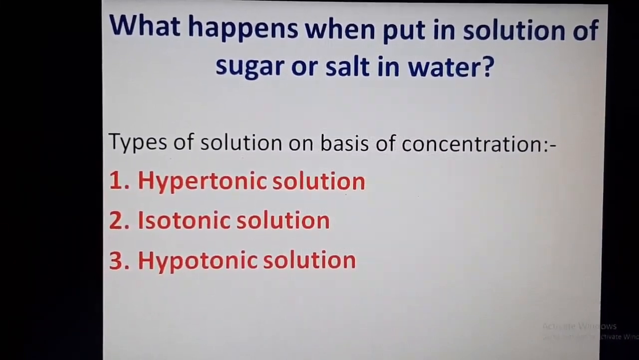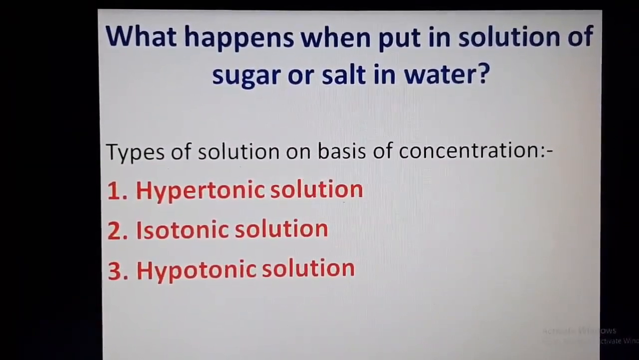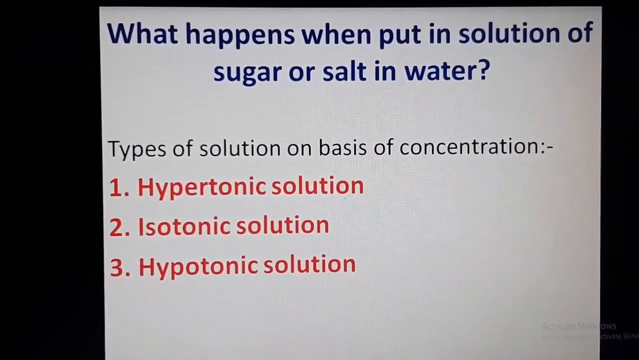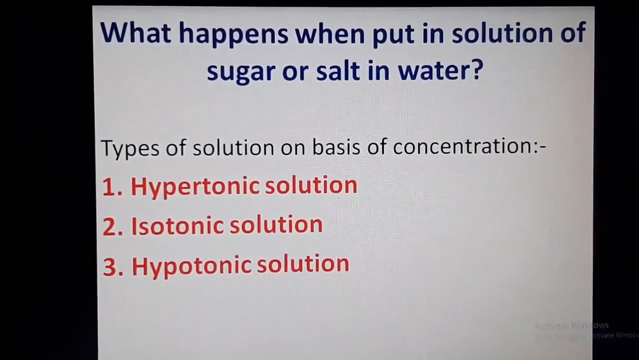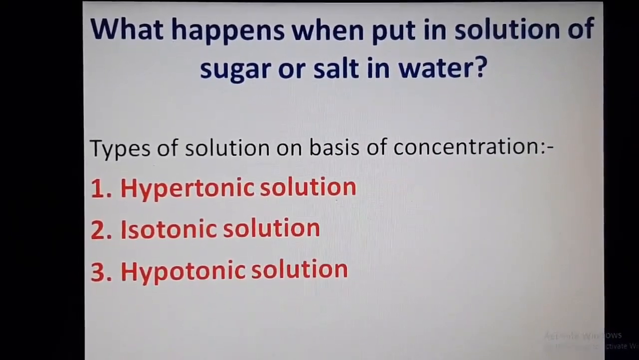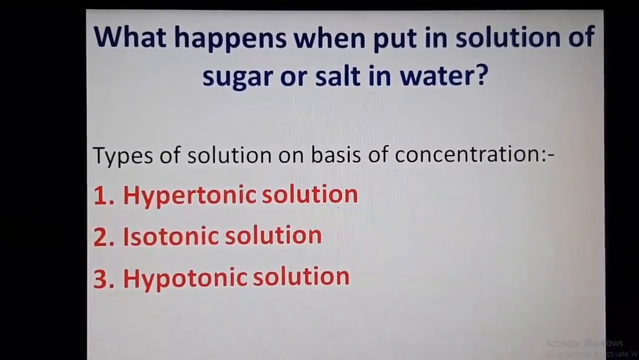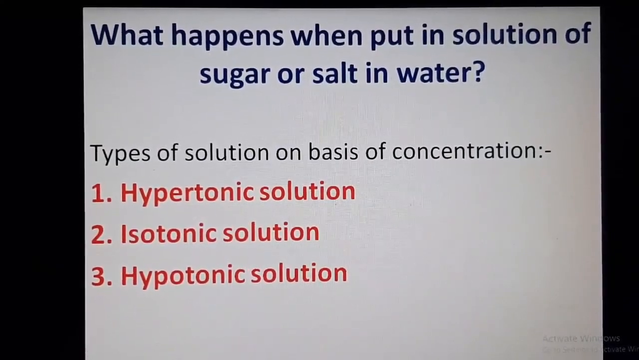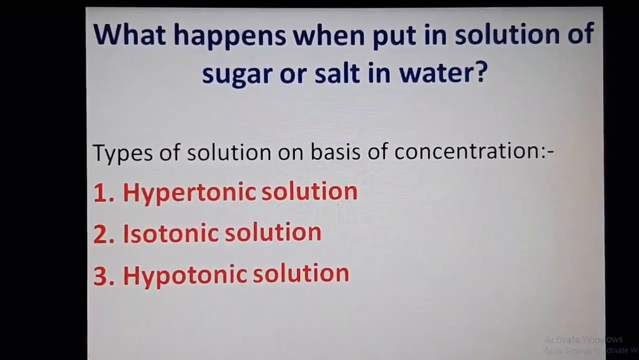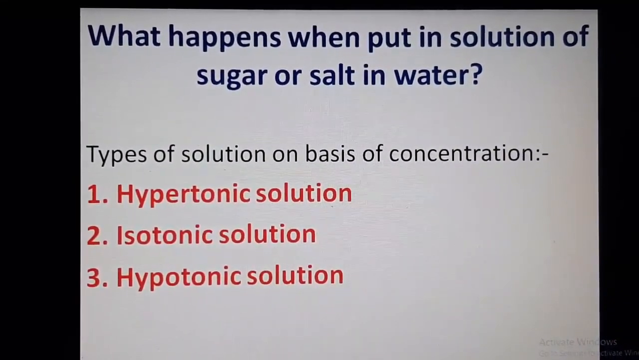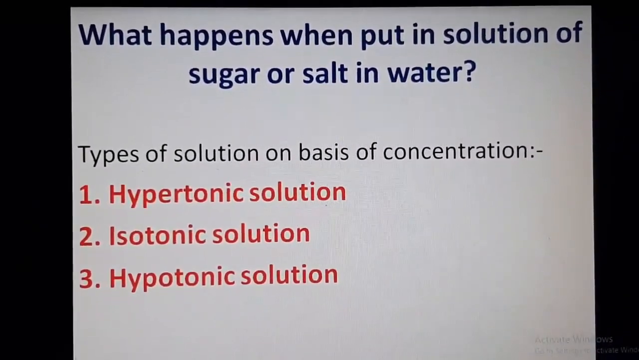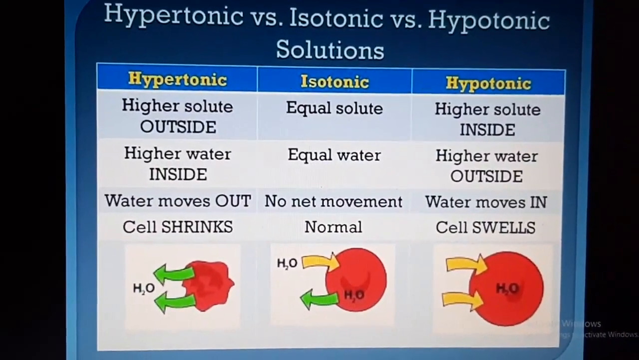Now, the next question arises: what will happen when we put an animal cell or a plant cell in a solution of sugar or salt in water? Basically, we have classified the solutions on the basis of concentration. There are three types: number one, hypertonic solution, number two, isotonic solution, and number three, hypotonic solution. I will discuss each solution one by one.